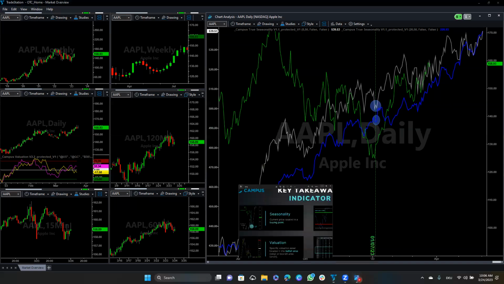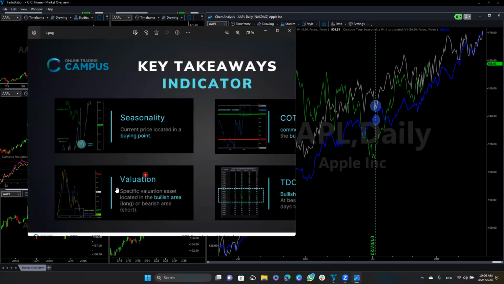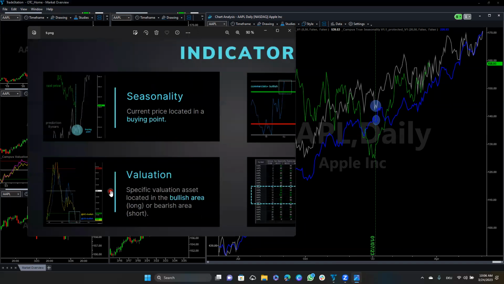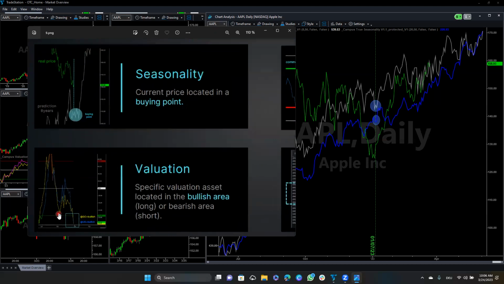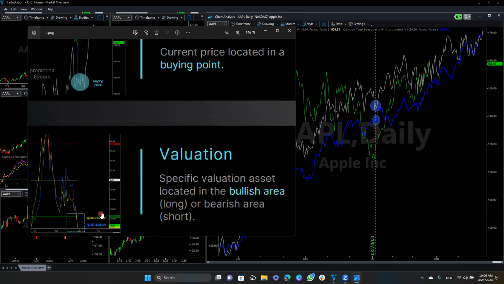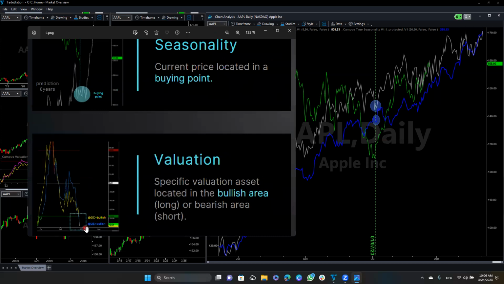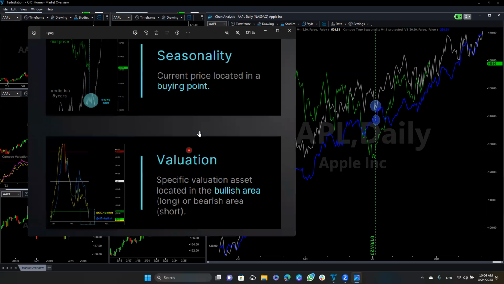The next one is the valuation. Here, specific valuation: asset located in the bullish area for long or bearish area for short, but we are looking, of course, for long here. Hammer candle is a bullish reversal. And here, for example, we use gold and the US Treasuries in the slide.